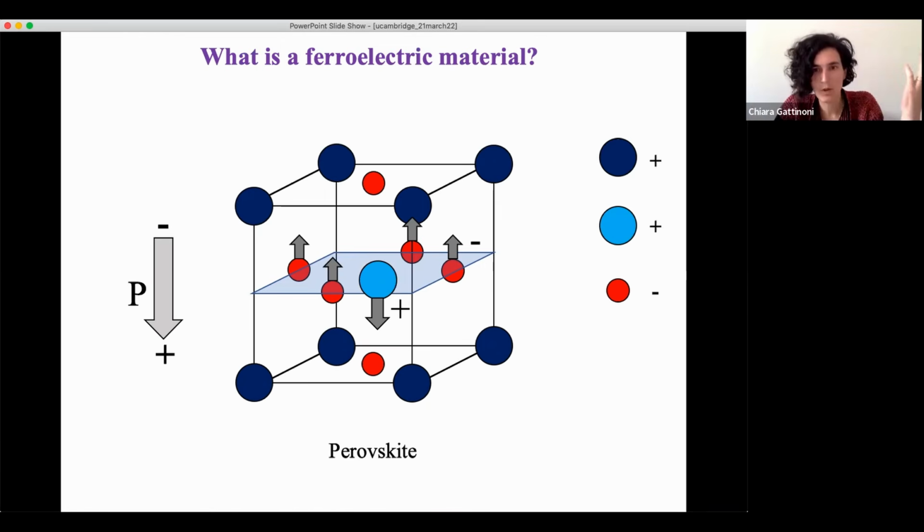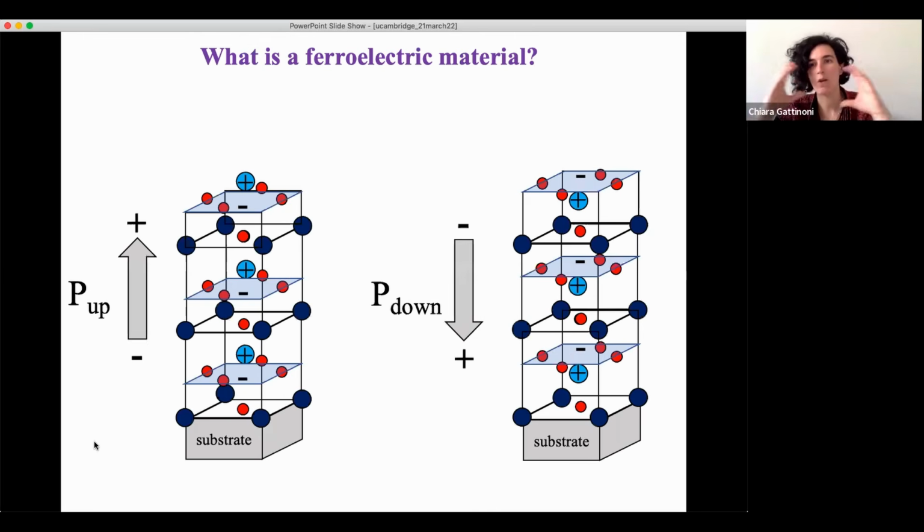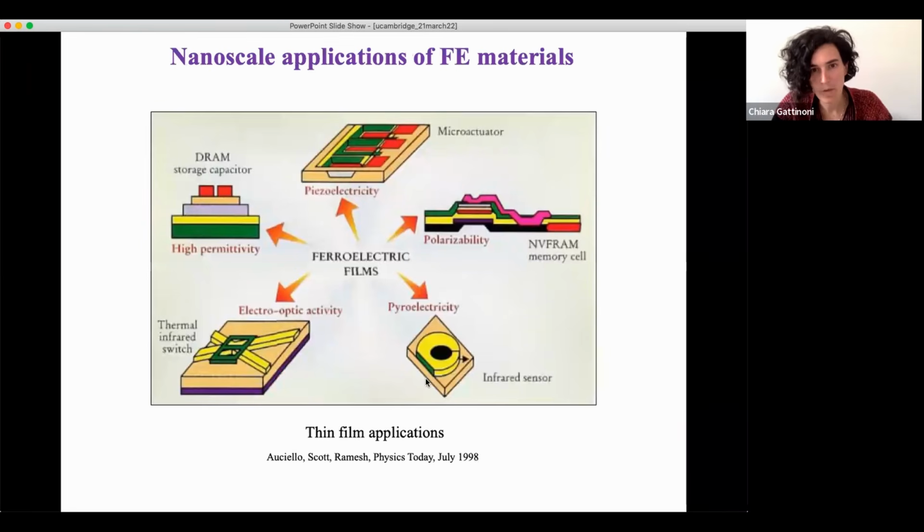Now, these two equivalent directions become inequivalent when we start looking at a thinner form of matter. So for example, a thin film. Here we have a substrate and then a few unit cells of the ferroelectric material. And if we move the polarization up or down, it is different. So for example, they will give a different signal with piezoresponse force microscopy, for example. And that means that they can be very useful for applications. So these are some of the applications they're useful for.